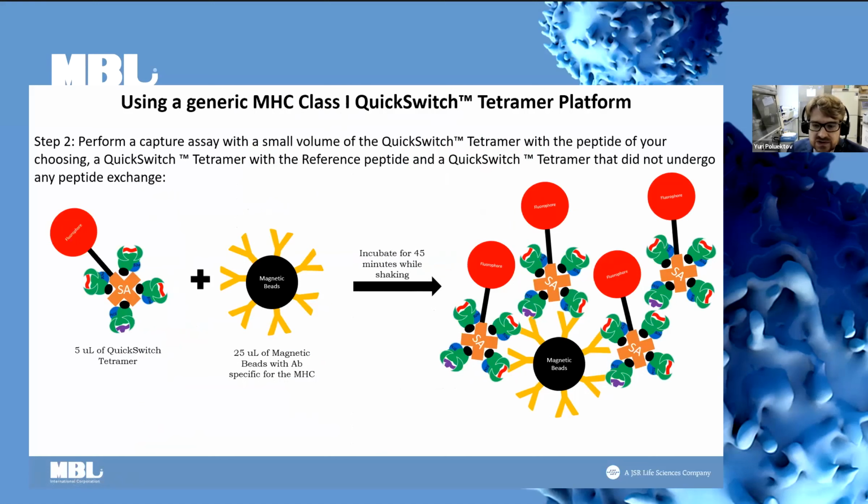To determine the effectiveness of the peptide exchange, incubate 5 microliters of the exchange tetramer from a total of 50 with 20 microliters of magnetic beads while shaking the plate at 550 RPM for about 45 minutes. Our kit was developed with the intention of using a 96 well V-bottom plate for high throughput screening and peptide staining procedures, but it can work with individual tubes. So if you only have 1 or 2 samples, you can just do this in a tube. You don't have to go through a plate.